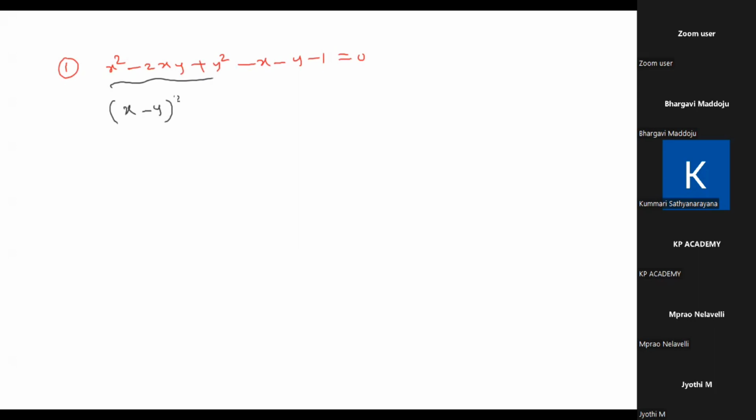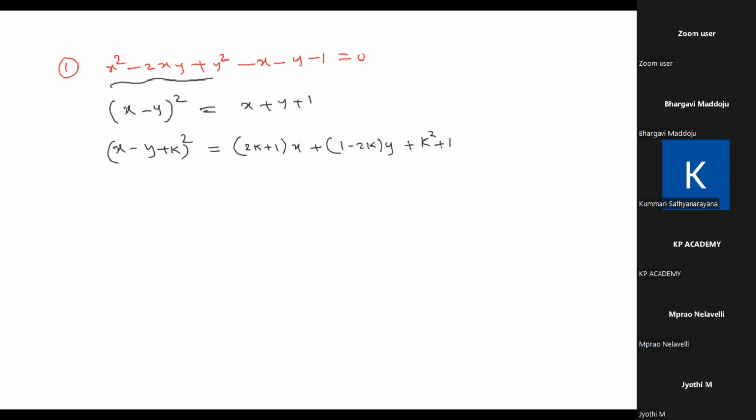(x minus y) whole square is equal to x plus y plus 1. I will add one constant like here, right? So what is this? Here (2k plus 1) into x. Both sides added what? 2kx. And plus (1 minus 2k) into y, right? Plus k square plus 1. Now, right?